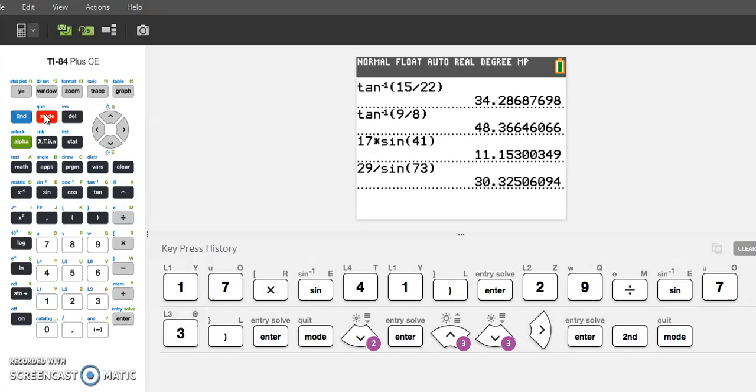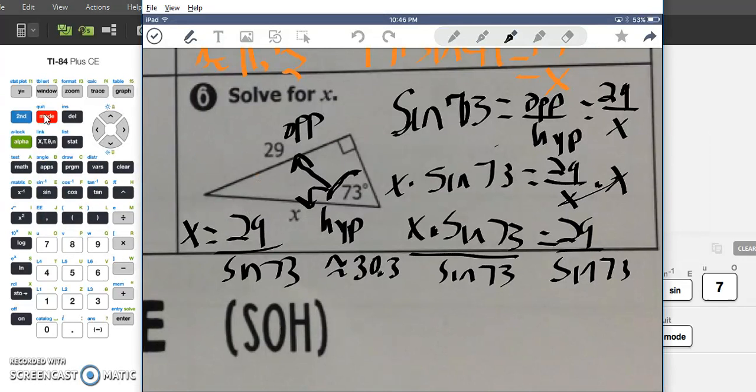Okay, so let's go back and notice, like I said, this hypotenuse is roughly going to be about 30.3, whatever it may be, units long. Okay, I think I'm going to stop this video right here because I'm about to run out of time. I'm going to start a new one.